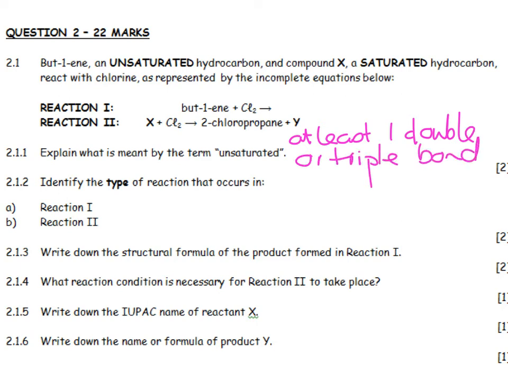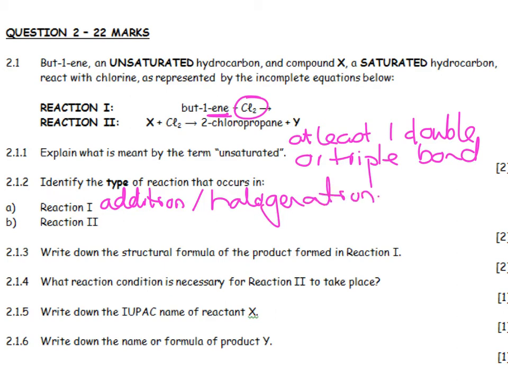Identify the type of reaction that occurs in reaction 1. We've got a double bond here, ene, so it's going to be an addition reaction. It's a special addition reaction though, if you take a look at it. It's chlorine being added, so I would have taken halogenation as well. Reaction 2, what's happening is I've got something, and then the chlorines are going on, and something's coming off. That appears to be a substitution reaction. Something comes off, something goes on.